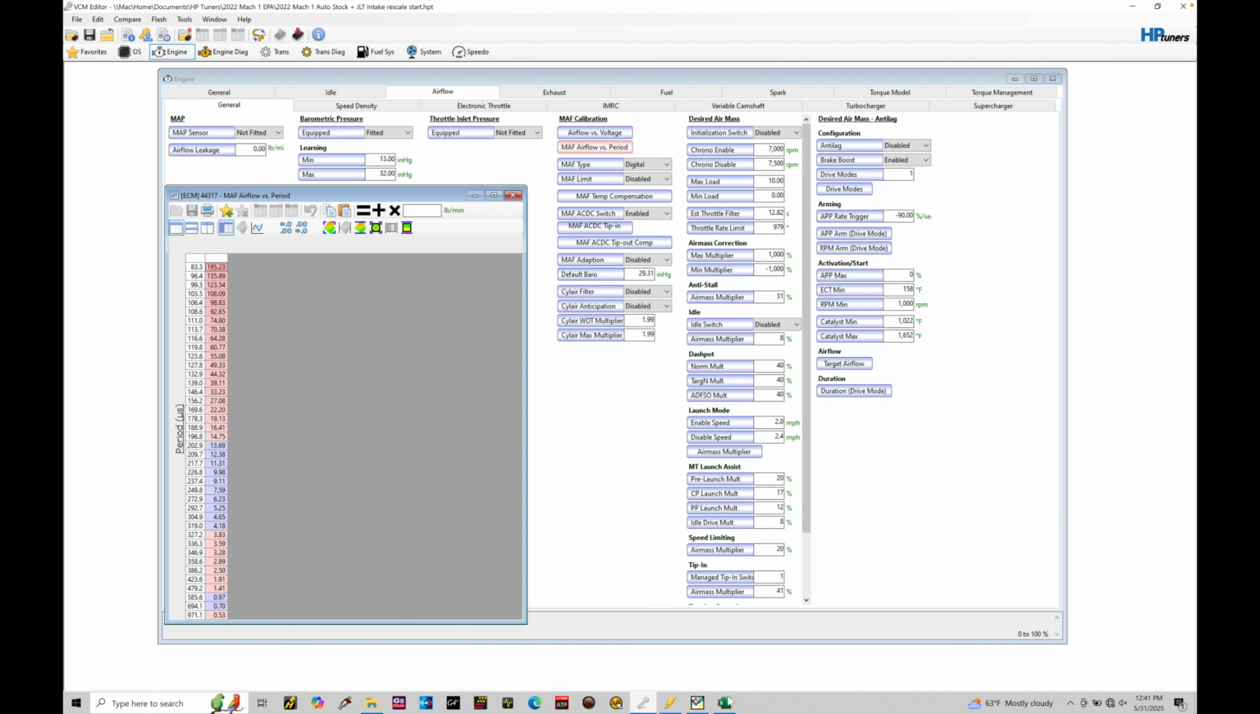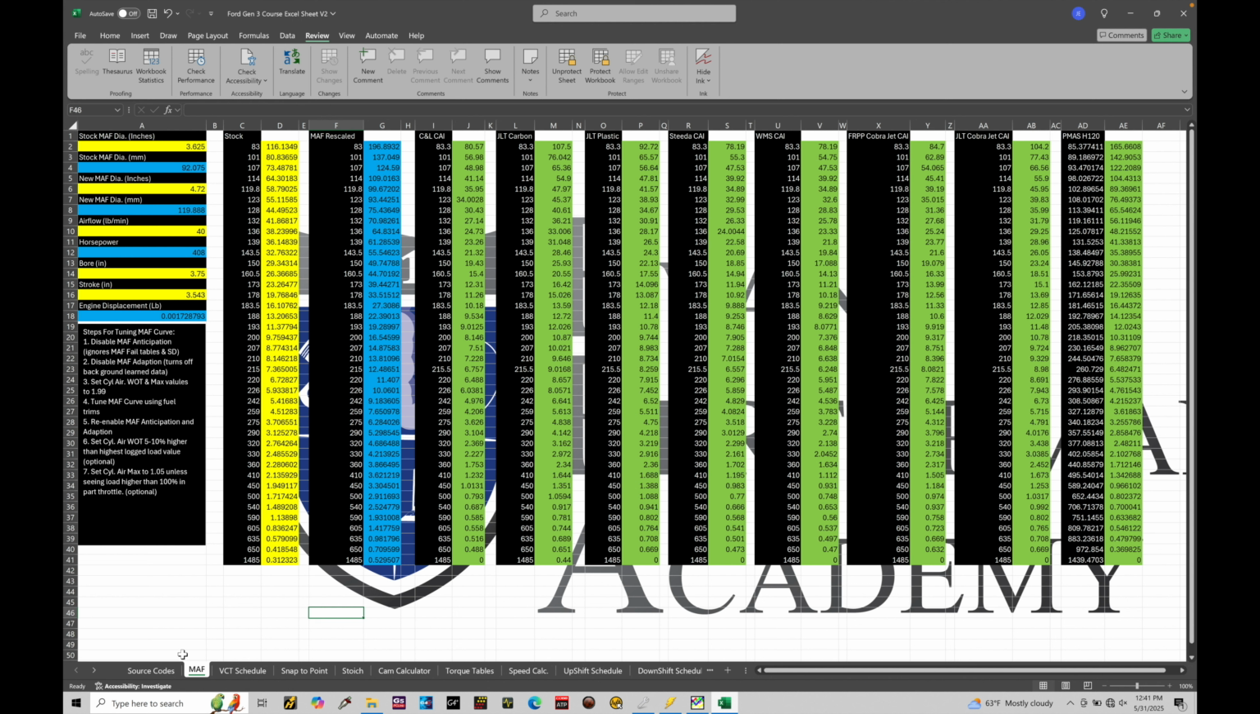So if we jump over here to our Excel spreadsheet and go to our MAF table, this is our MAF calculator. Up here we have our yellow values. These are the values that we would change based on the stock diameter of the MAF housing and the aftermarket intake MAF diameter in the housing. I measured this the best I could with just a ruler. What I measured was 3.625 inches as the inside diameter of where the MAF sensor is located in a GT350 MAF housing. That equates to about 92 millimeters.